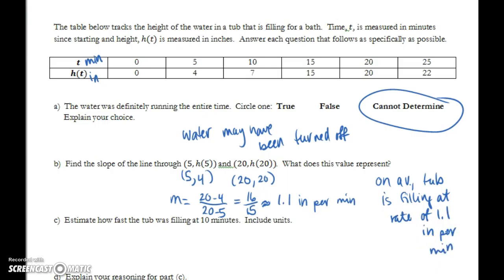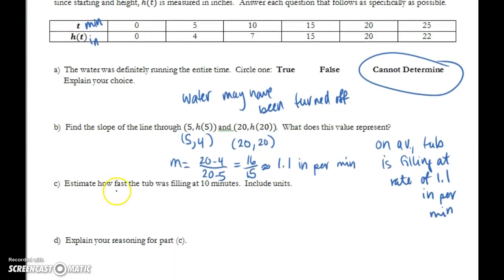Question C says, estimate how fast the tub was filling at 10 minutes. So how fast is really the speed, which is the slope. So how are we going to do it at 10 minutes? Because 10 minutes is just one snapshot, one part of our graph. We have a couple choices.